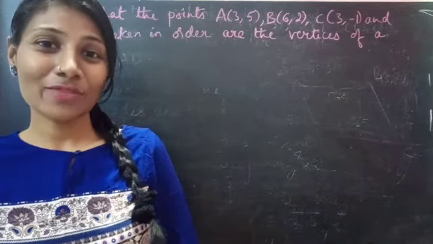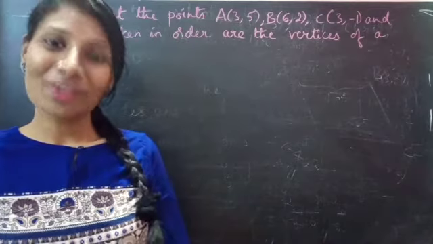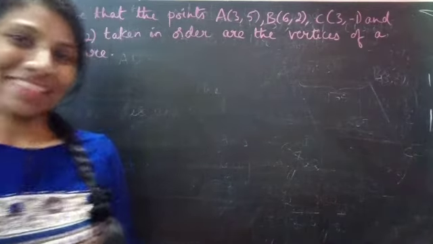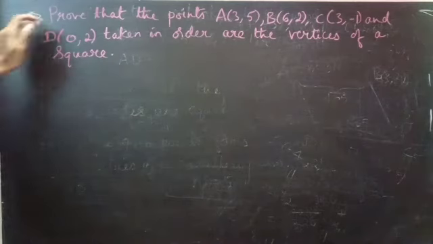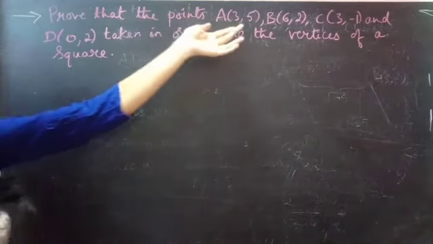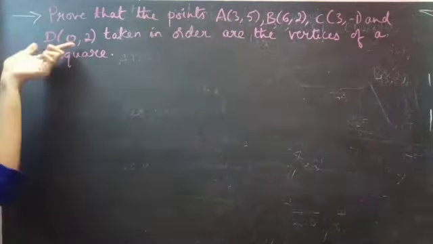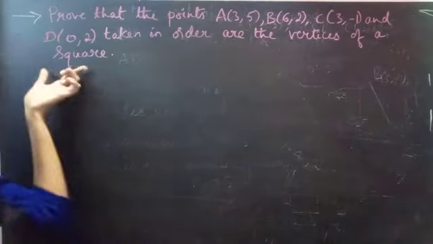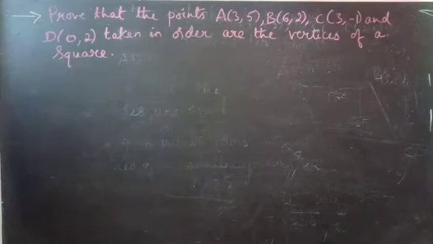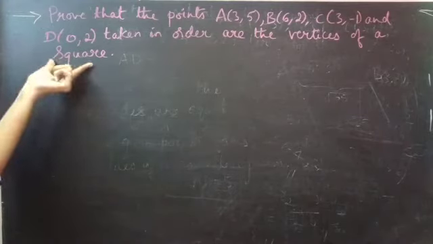So in this video we are going to see a problem on coordinate geometry. So let's get started. So here is the problem. Prove that the points A, B, C and D taken in order are the vertices of a square. Okay. So we are given some points. We have to prove that these points are the vertices of a square.